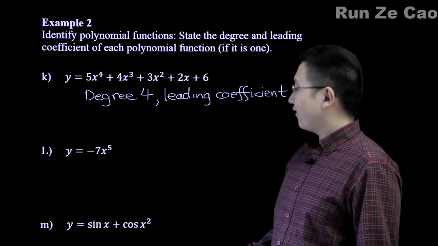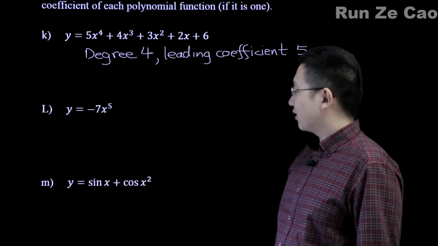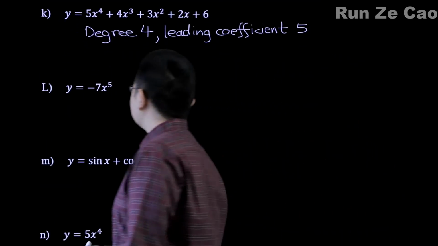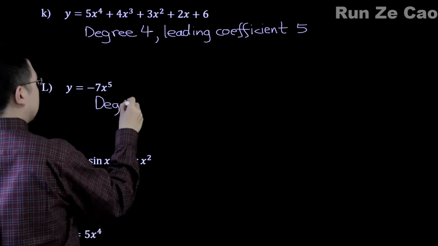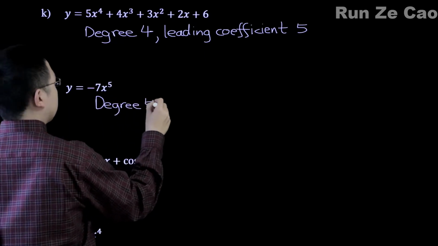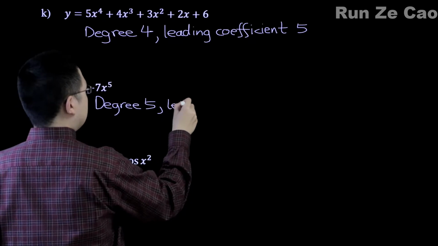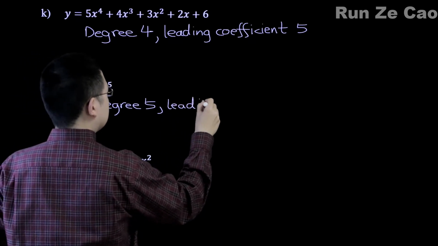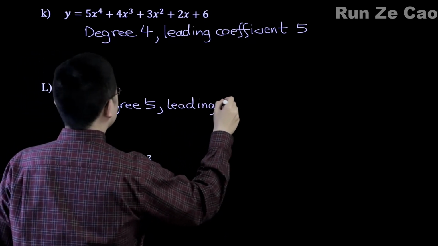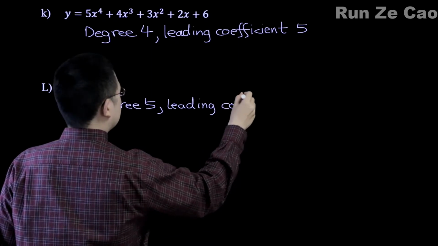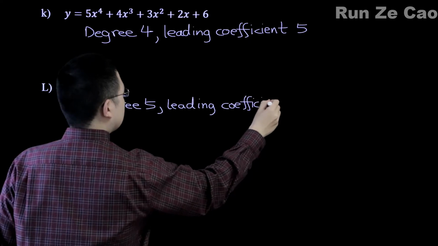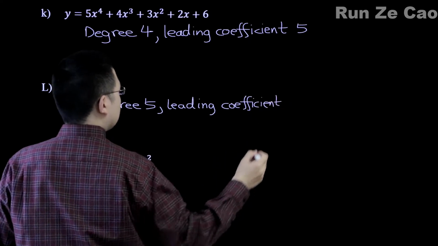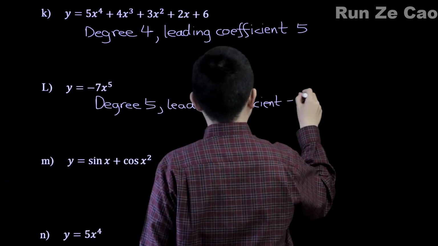Well, here we have negative 7 times x to the 5th. So the degree is 5. And the leading coefficient is negative 7.